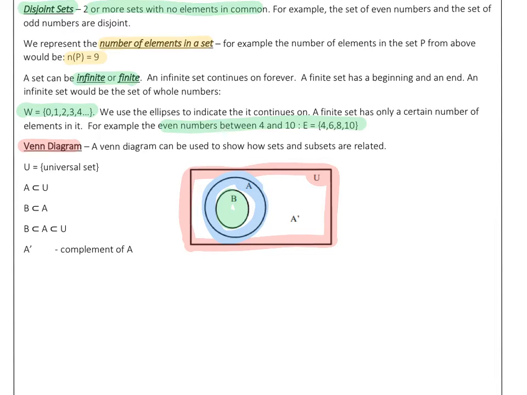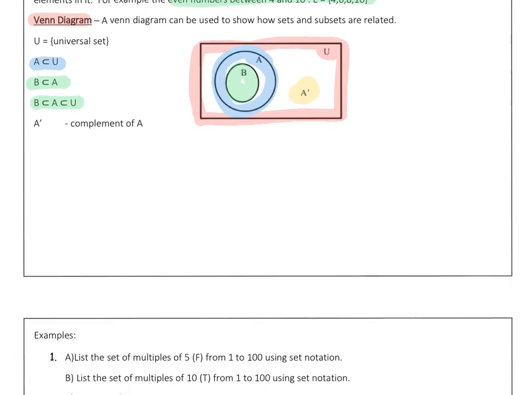So we can see here that A is a subset of the universal set. B is a subset of A because it's inside A. B and A are both subsets of the universal set. And then out here we have the complement of A. So all things that are in the universal set but are not in A would be outside of there. And we'll be looking at that quite a bit in the next couple of lessons.